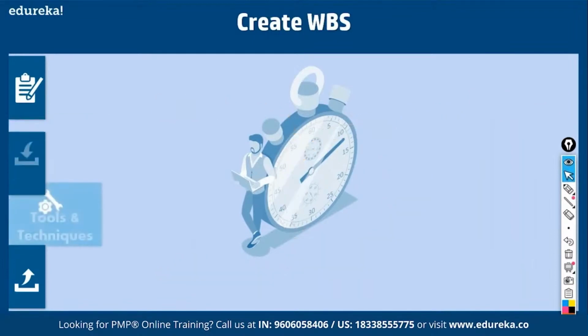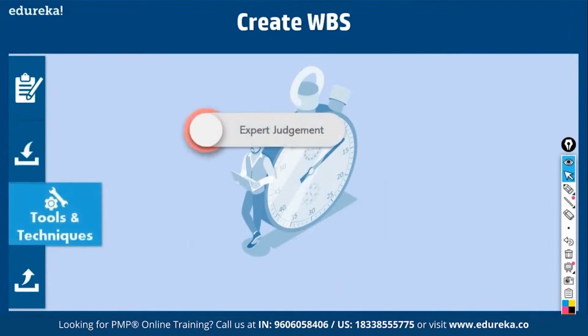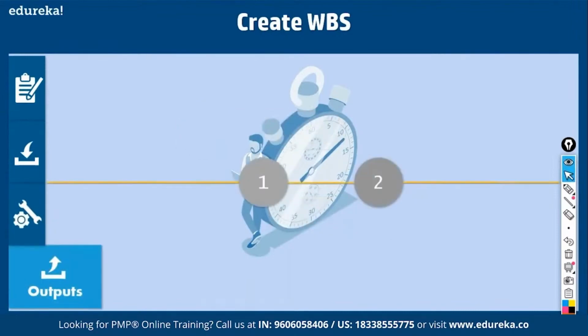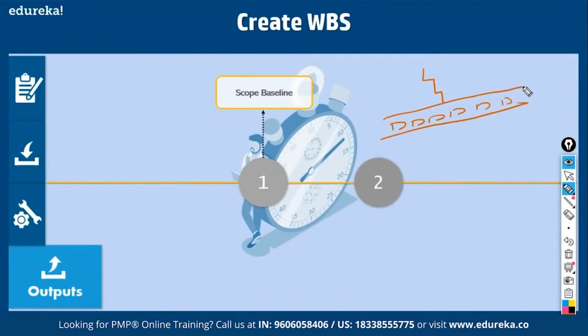The tools and techniques are expert judgment. You need to have expertise to define the work and decompose it into smaller and smaller components. Then decomposition is the process of breaking down the whole project into phases, phases into major deliverables, and major deliverables into deliverables. We need to have skills relating to decomposition. Then the output is scope baseline. Scope baseline means, let's say you come up with a WBS, you have hundreds of work packages in a project. So this is called a scope baseline.